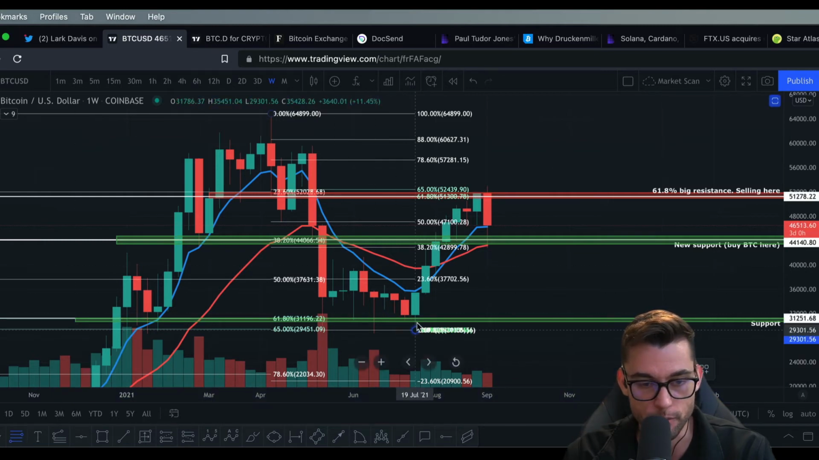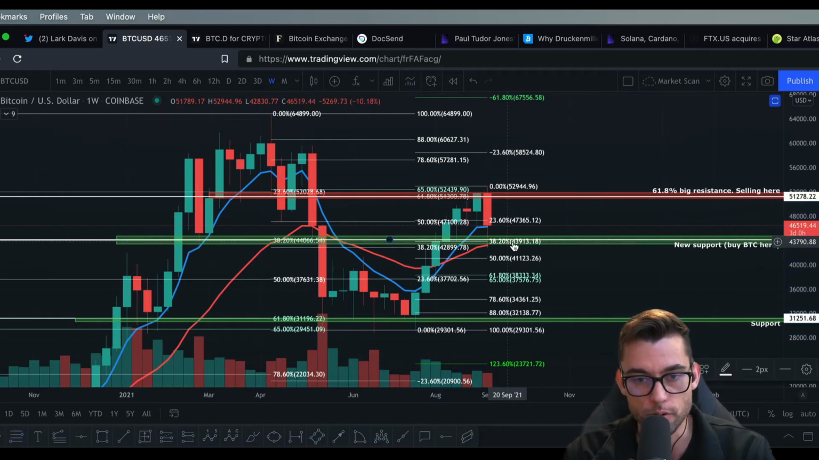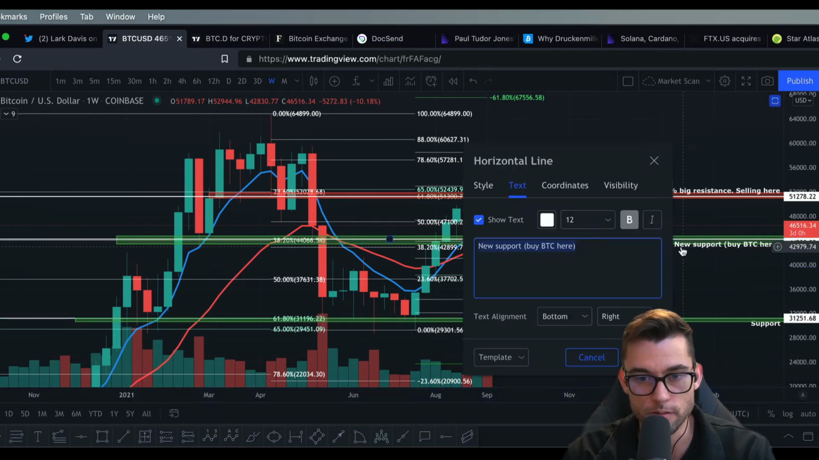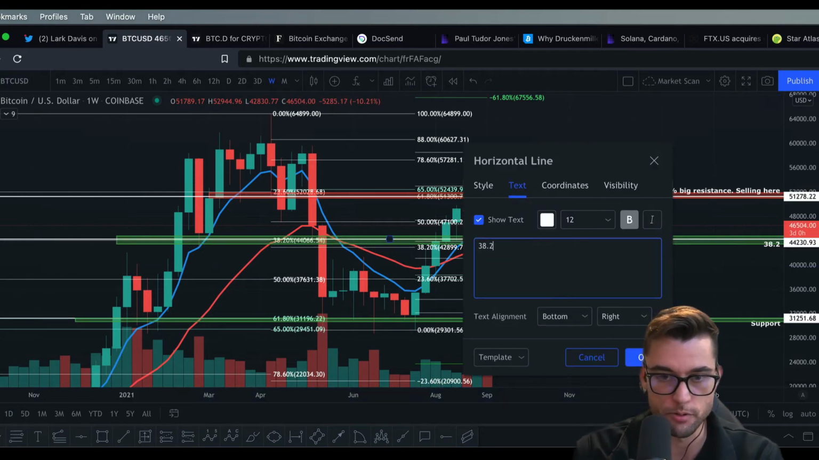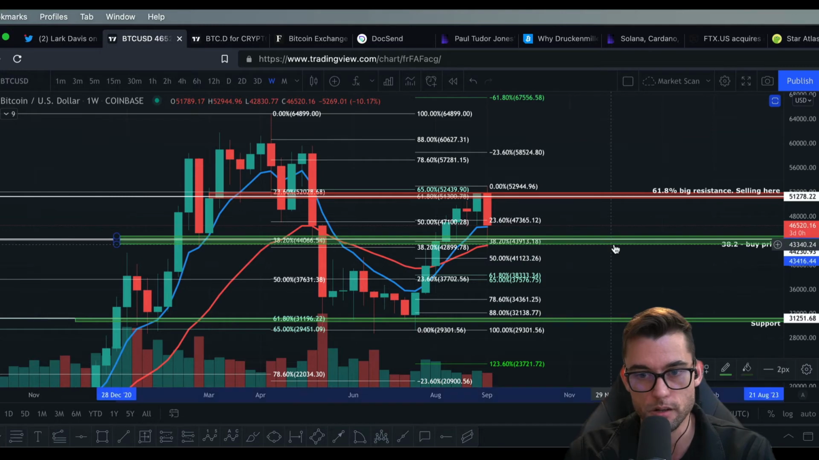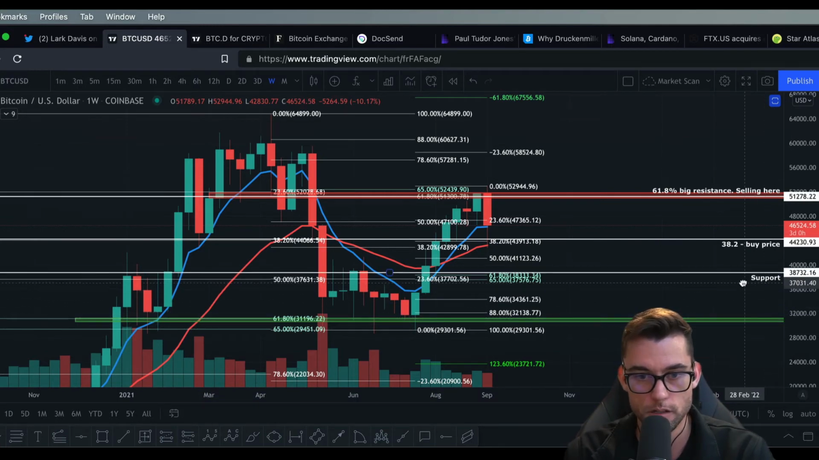And what I would do is take the Fibonacci from this level, the bottom, down to this top. And I would see, okay, the 38.2 is right here. So this is where I would buy. I would just put this like this, 38.2, buy price. And then the next buy price on the weekly would be the 61.8, which would be right here.